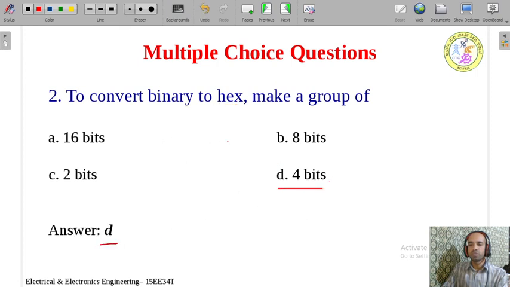Group 4 bits from the right side. Remember, from this side you have to make a group, not from this side. This is not correct. You should not group from the left side. You should remember, you should always group from right side to left side while converting binary number into hexadecimal number.